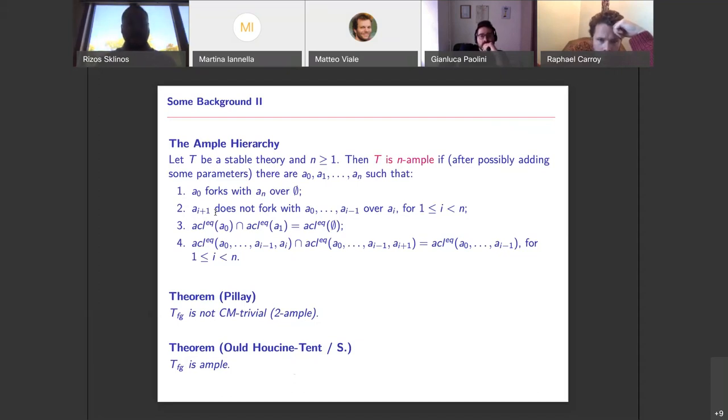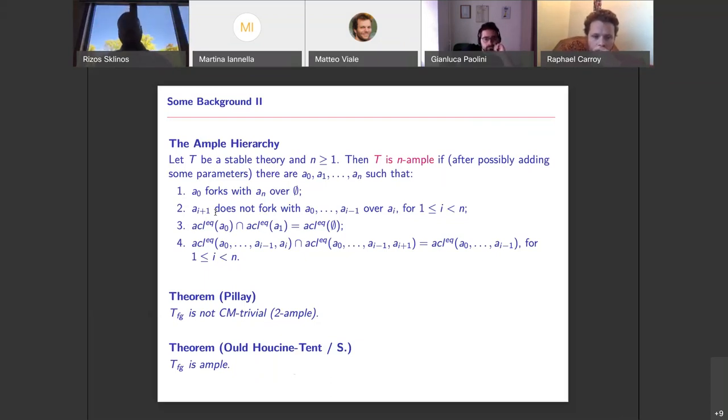Why I'm saying all this introduction is that whenever we have a natural stable theory, one of the natural questions is to place it in this hierarchy to check how complicated forking independence is. And in particular, when a field is interpretable in the theory, then the theory is n ample for all n, because when you have a field, you can define a plane, then a higher hyperspace and hyperhyperspace and so on, and you can use these constructions to find the elements a0 to an that you see in this definition that will witness all these properties. I don't want to go through these properties, they are pretty technical, and I will remain with the intuitive explanation that it tells you how complicated forking is.